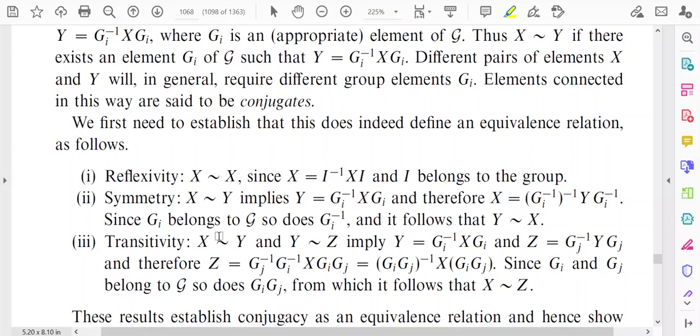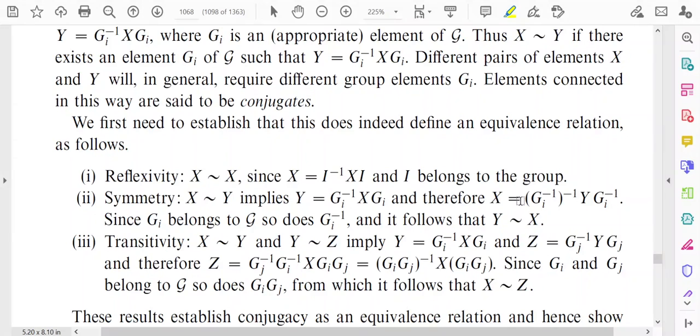Now, since Gi belongs to capital G, Gi is any element of the group G, so Gi inverse will also be an element of G. Naturally, from this relation we can say that y is equivalent to x. If this relation suggests that x is equivalent to y, then it will also imply that y is equivalent to x.